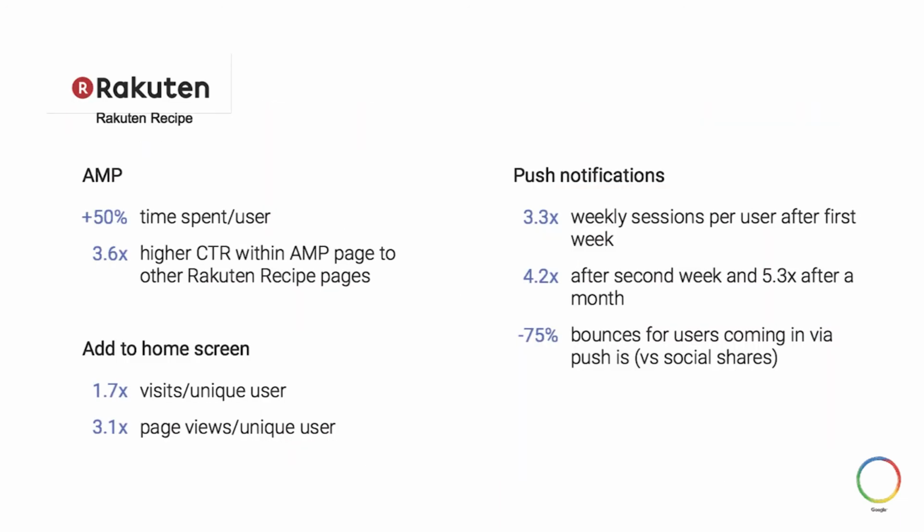Rakuten Recipe has improved their KPIs by using this technique. They have seen a 15% improvement in time spent per user and 3.6 times higher CTR within AMP pages, which is really awesome, isn't it? And for each PWA feature like add to home screen and push notifications, they're seeing great numbers, which proves the power of PWAs. So please, for those of you who are here, when you go back, I hope that you start building your interactive and beautiful AMP pages, but don't just stop there. Please take on the challenge of developing PWAs and make the web a better place for all to live.